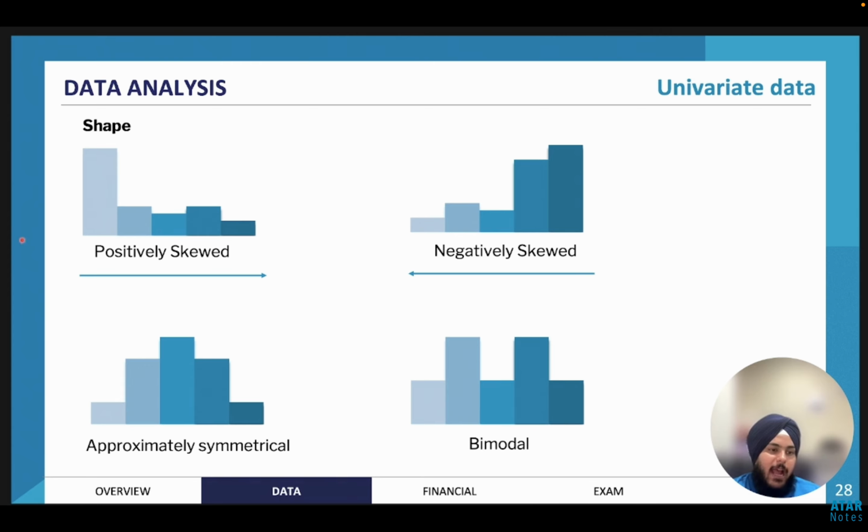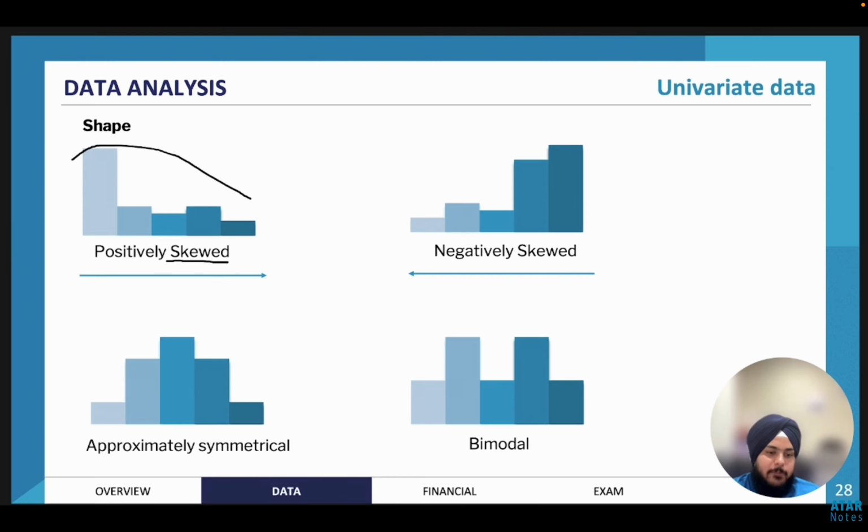So the shapes that we can have are positively skewed, negatively skewed, approximately symmetrical, or bimodal, where bimodal is actually going to be really rare. So you'll only be mostly assessed on these first 3 shapes. What positively skewed literally means is we have most of the data skewed. Skewed just means literally where the data is sort of ending.